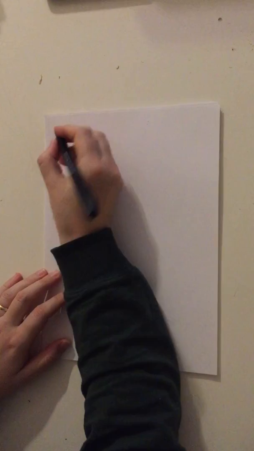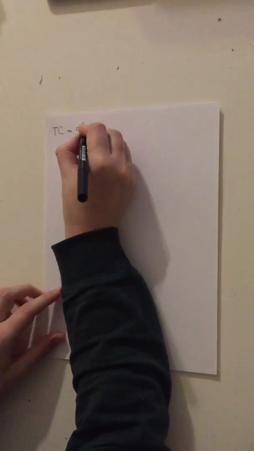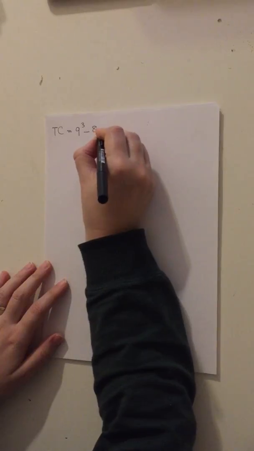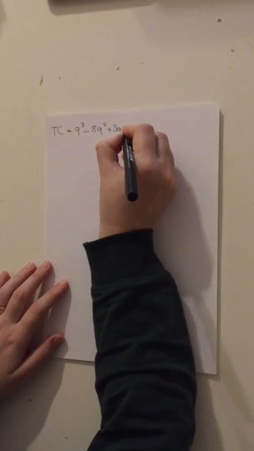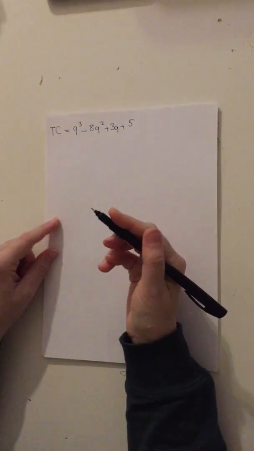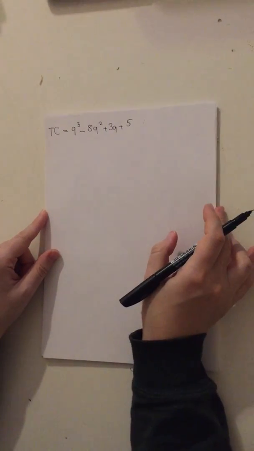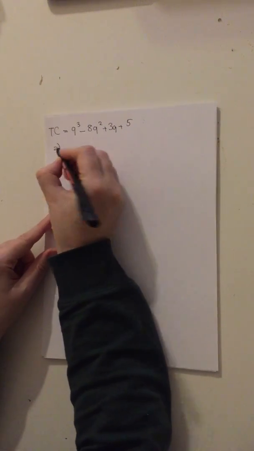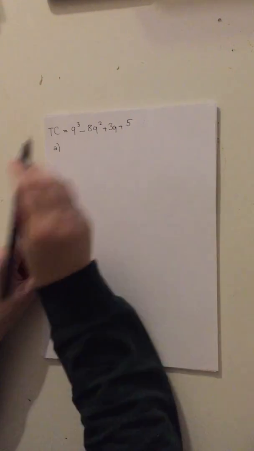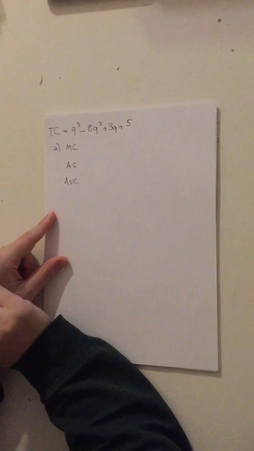Now let's start question 3. It says a competitive firm has the following short-run cost function: total cost equals q cubed minus 8q squared plus 30q plus 5. A third degree cost function, which is expected according to the short-run production function we already made in chapter 6.